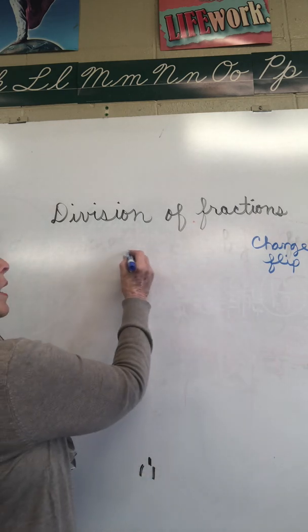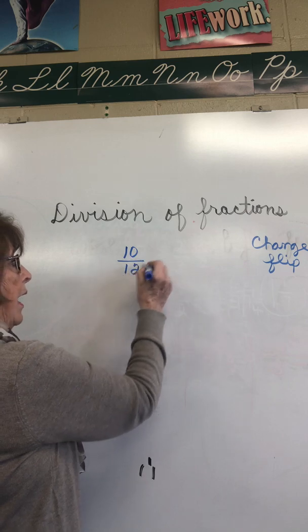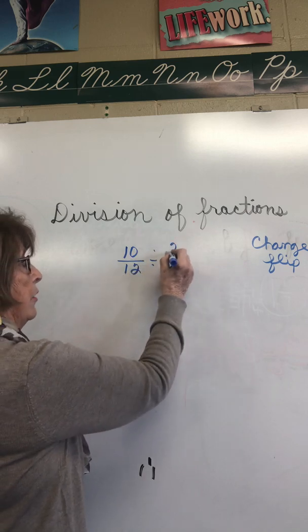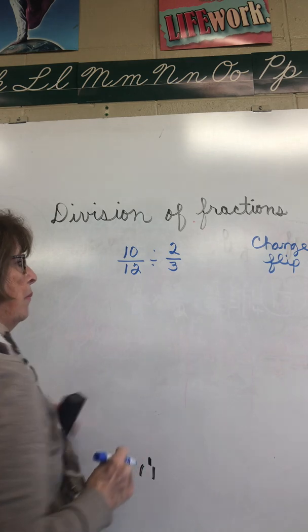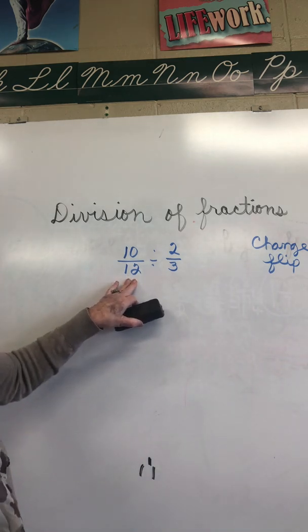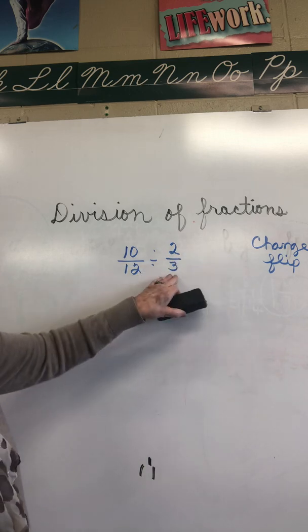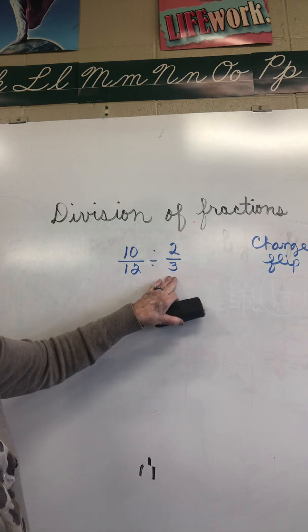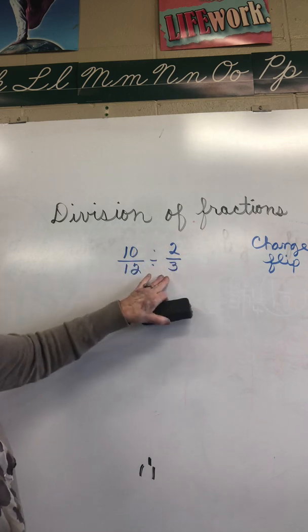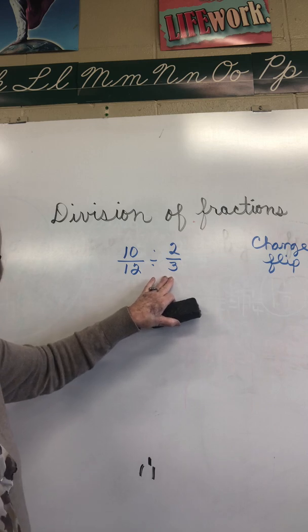All right, here we go. Let's say that I had 10/12 and I wanted to divide it by 2/3. All right, remember, this is my dividend. The 10/12 is my dividend. My sign is a division, but I know I'm going to change it, and I'm going to write the reciprocal of this divisor. The number is 2/3. The reciprocal of 2/3 would be 3/2.